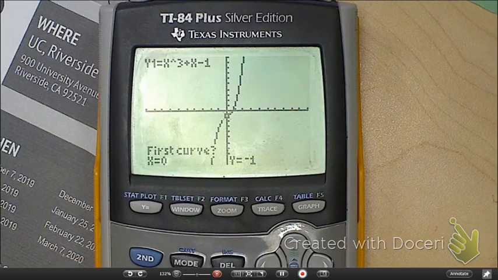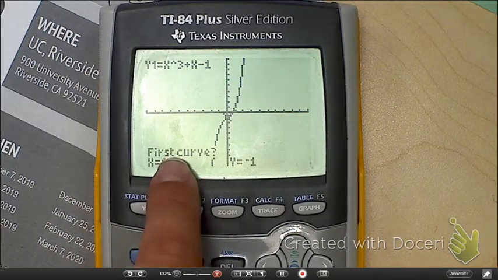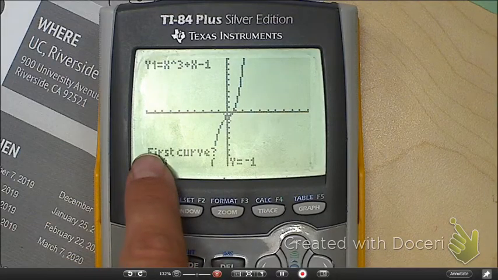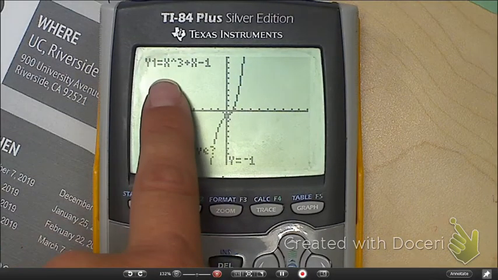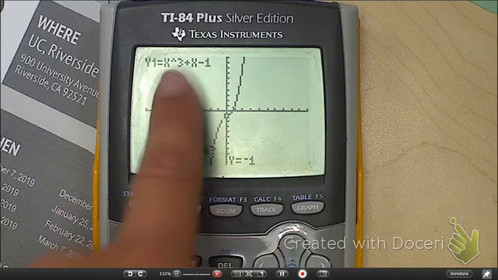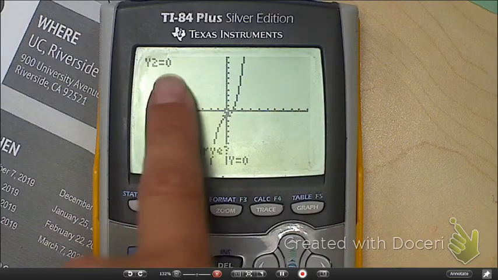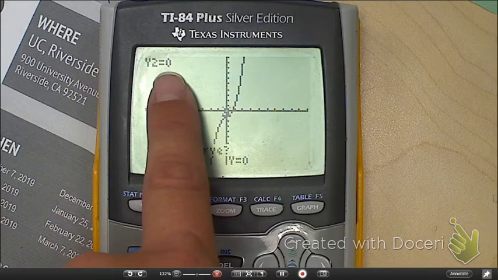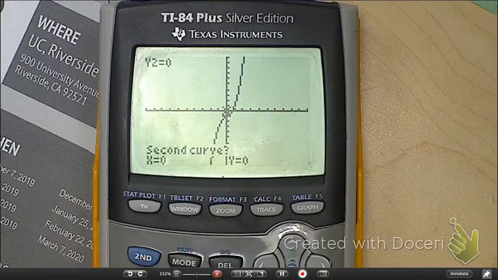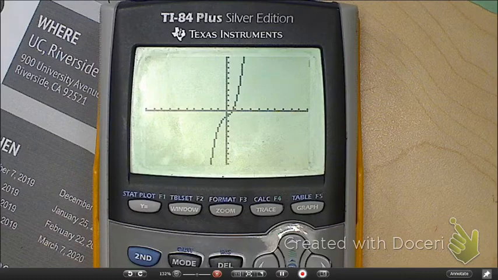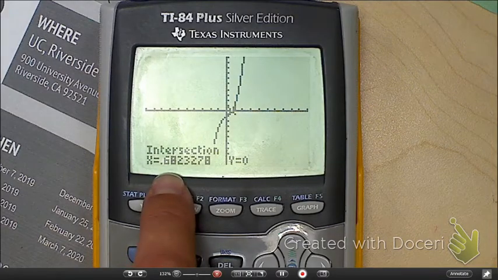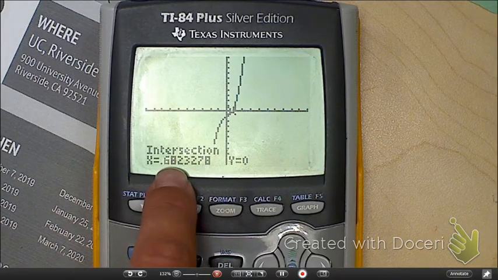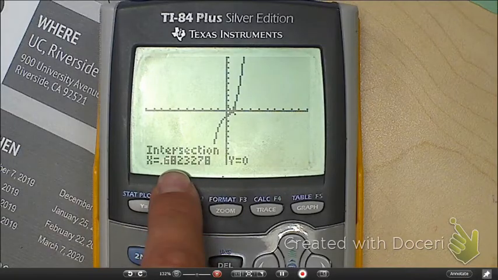Here's why I like this. It asks a couple questions as well, but it does all the work for you. It says, what's the first curve? Do you guys see up here in the corner how it says the first curve? All right, so all you have to do is push enter. It jumps to the second one for you. There's my second curve, 0, enter. Yes, that's my second curve. And then it says guess. All right, great, 0.6. And then it calculates the intersection of those two lines. So the line y equals 0 with my function, that's where they intersect.